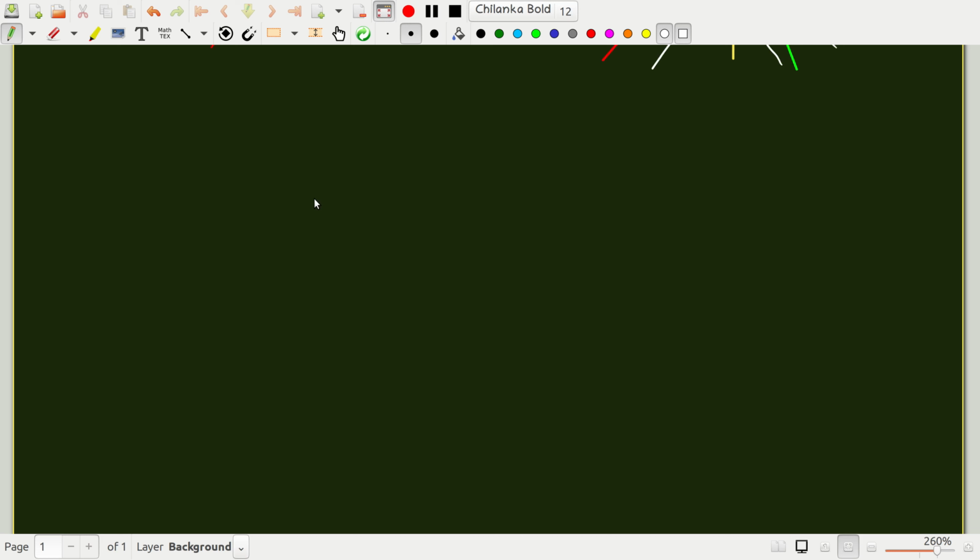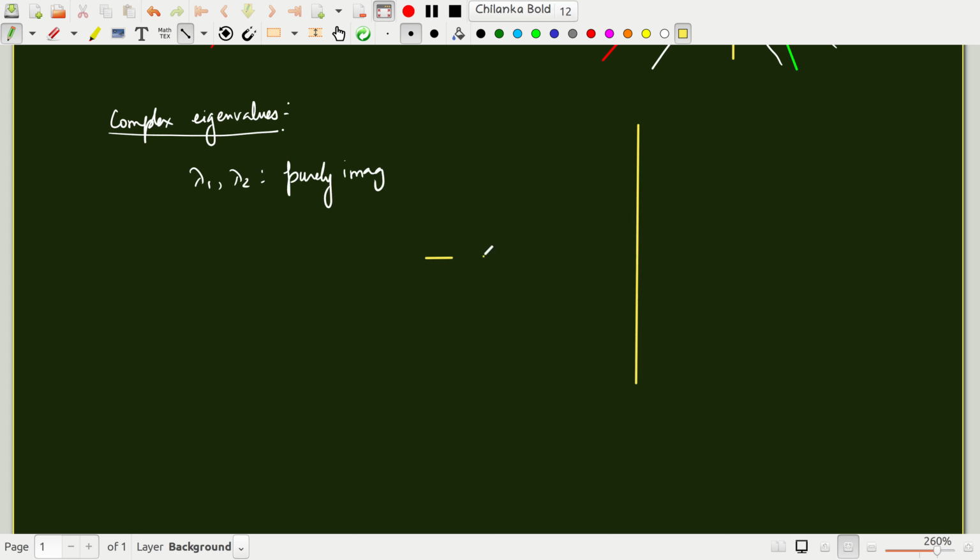So far we have discussed only real eigenvalues. Now let's look at what if the eigenvalues are complex valued. That's also certainly a possibility. Now in this case there are two options. If lambda 1 and lambda 2 are purely imaginary, then what you will get are closed orbits.